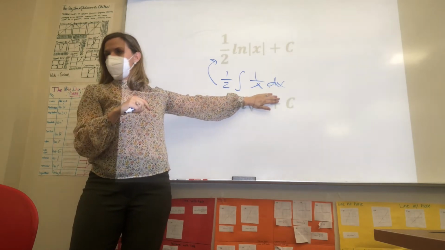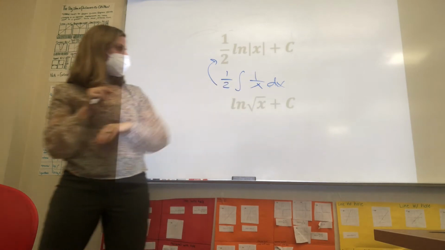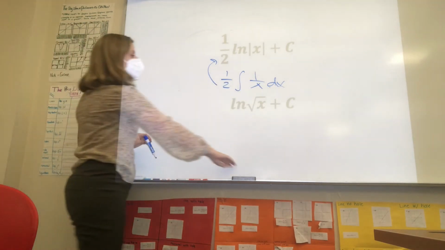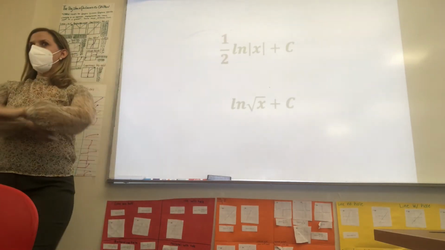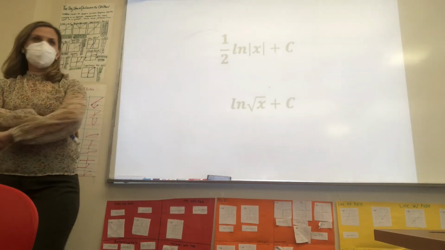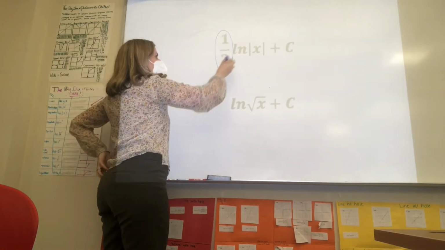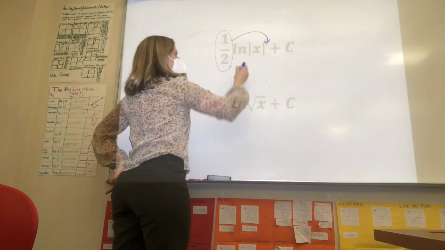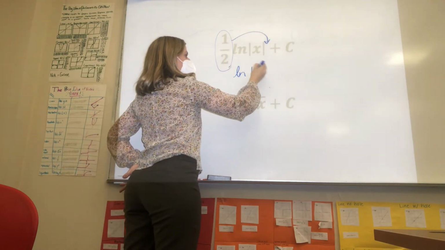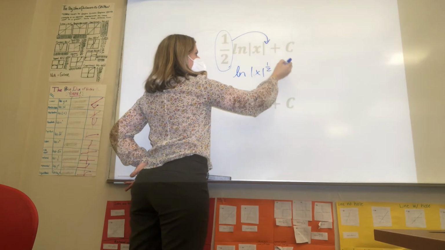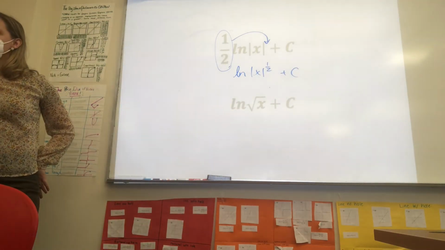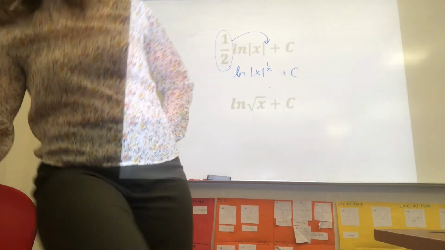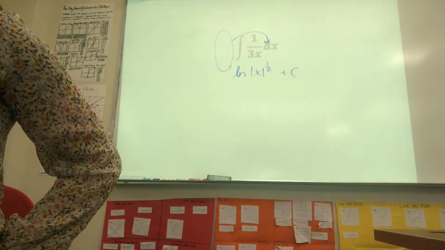This is equivalent to that. How? Because of the power rule, you can put that there. So you have ln of absolute value x to the half, which is the square root. No, the absolute value is the square root. Okay. What about this?